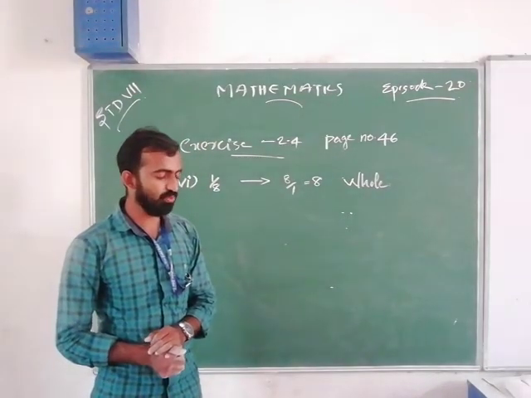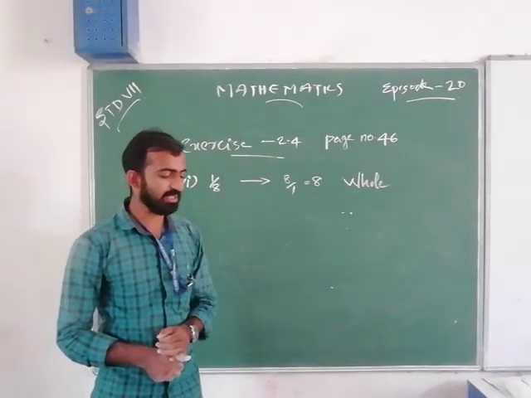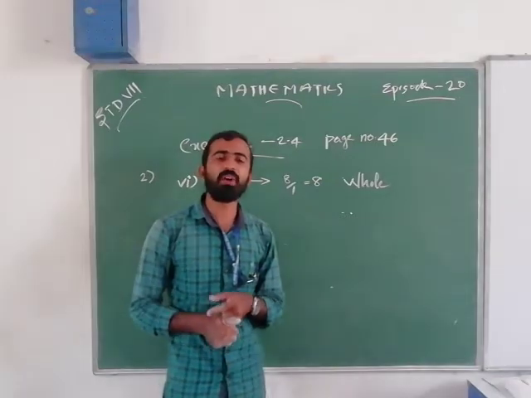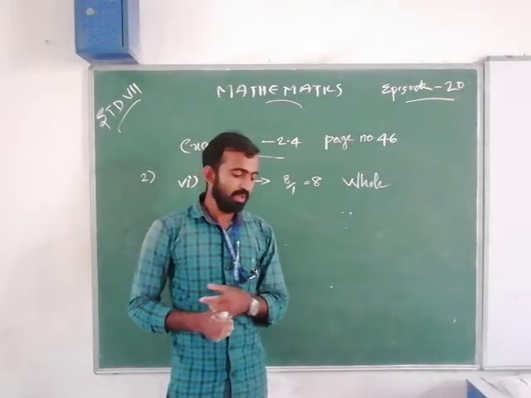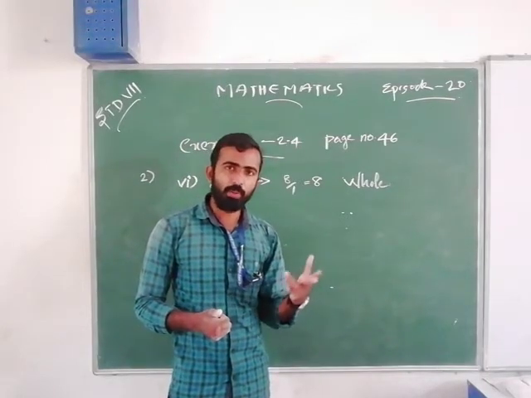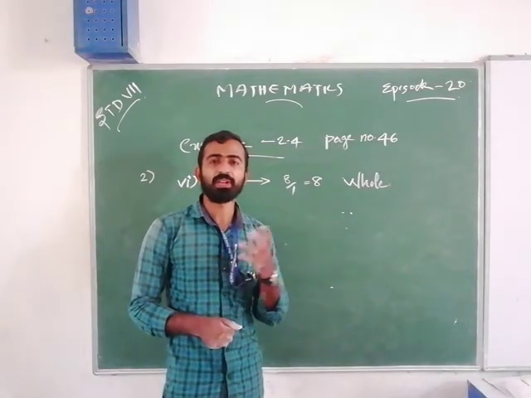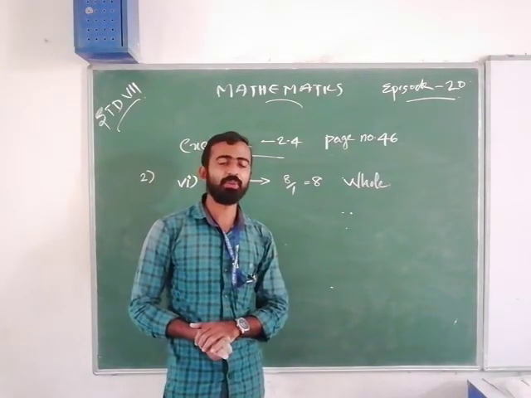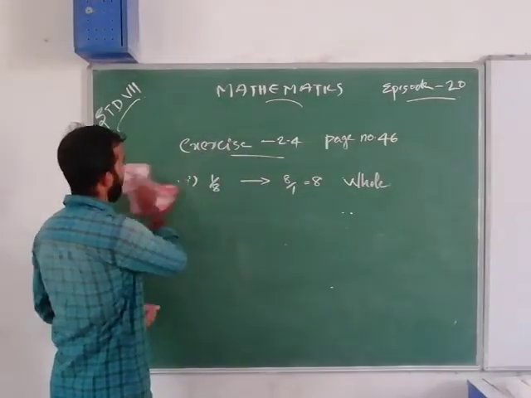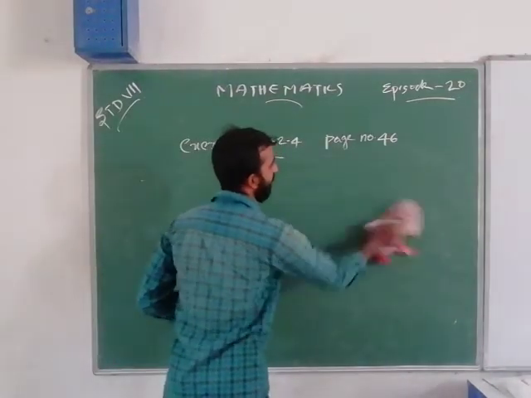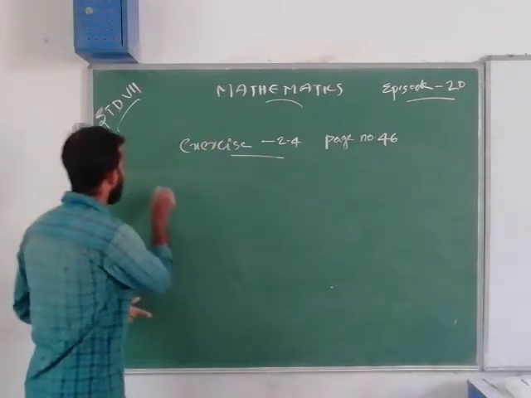The question is 1 by 11. We want to take the reciprocal of 1 by 11. Then what do we get, and which category is it: improper, proper or whole number? We want to find which category the reciprocal belongs to. And the third question is, what?